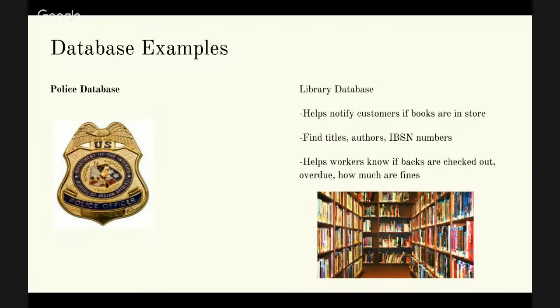Now here are two database examples. Police use databases to track criminal records and solve crimes. These databases allow law enforcement to acquire patterns and trends in attempts to reduce crime. Library databases help notify customers if books are in stock. They also allow workers and customers to find book titles, authors, and ISBN numbers on the side of books. They also help workers know if books are checked out or overdue.